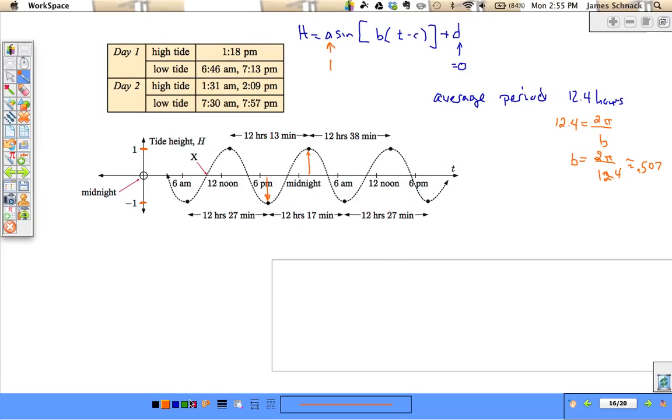Now we need a value for C. Where is our wave going to start? And notice I've marked X right here. Where is X? Well, that X is located halfway between the first low and the first high. So what we can do is take that 6:46 time. That's equivalent to 6.77 hours.